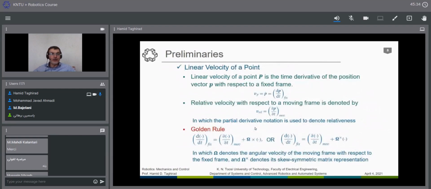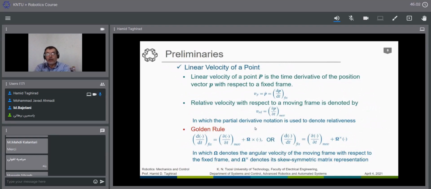I would like to go to the golden rule, especially for non-mechanical students, for electrical students and computer science. Let's see what the golden rule is. Still, I have not proven my claim, but I will prove it in a few minutes. I will talk about the linear velocity of a point.